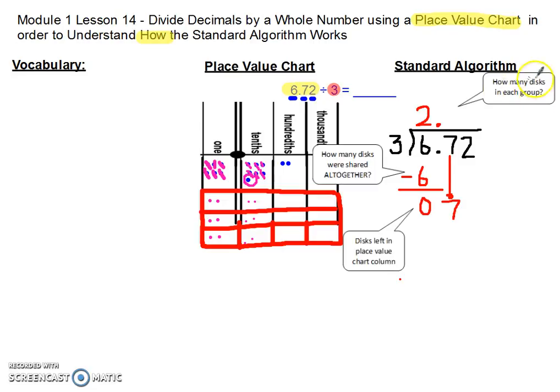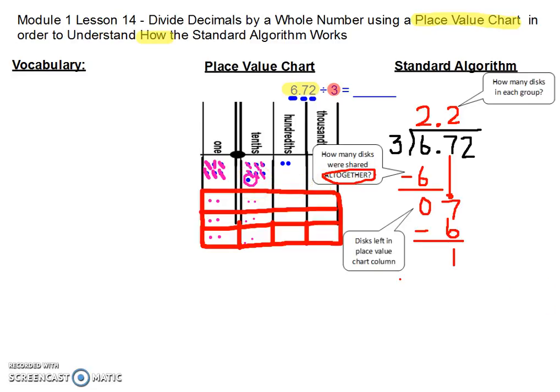So I asked myself how many discs are in each group. There are 2 discs in each group. So I put that here. Then I'm going to have my subtraction problem, asking myself how many all together. And all together I have shared 6. So I'm going to subtract 6. 7 minus 6 is 1. And this number should be how many discs I have left, which is 1.